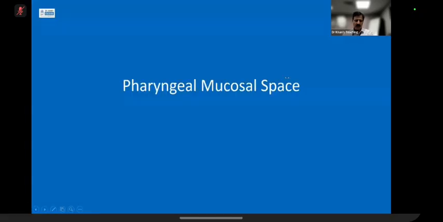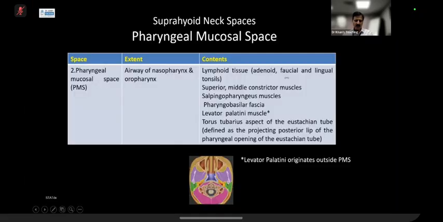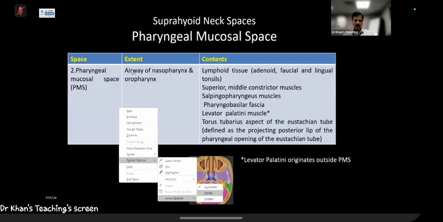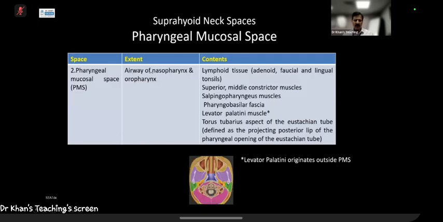Now this is the pharyngeal mucosal space. Pharyngeal mucosal space indirectly is the pharynx. As I've told you, it's a synonym. Basically it is the airway side of the nasopharynx and the oropharynx. And look at the contents, the lymphoid tissue. In the nasopharynx, there will be adenoids.